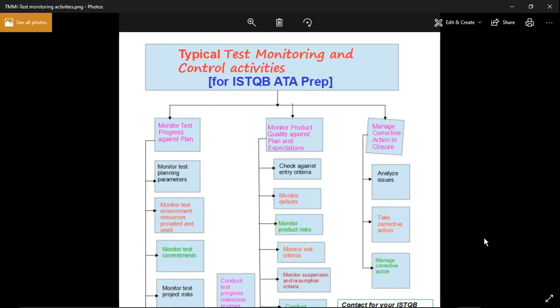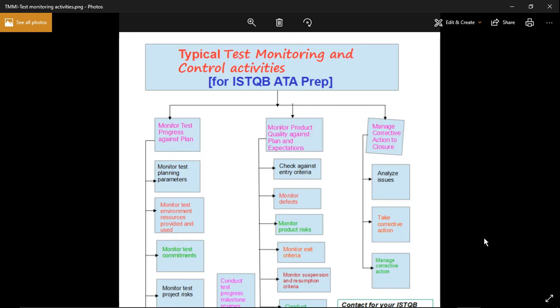When it comes to monitor test progress against a plan, it has got subtasks: monitoring test planning parameters. Like whatever you have considered in the IEEE 829 test plan template, before writing the contents in that test plan document, the test manager and other team members might have worked on particular sections of that document for planning purposes. So those parameters we are going to monitor across the activities planned for the testing project.